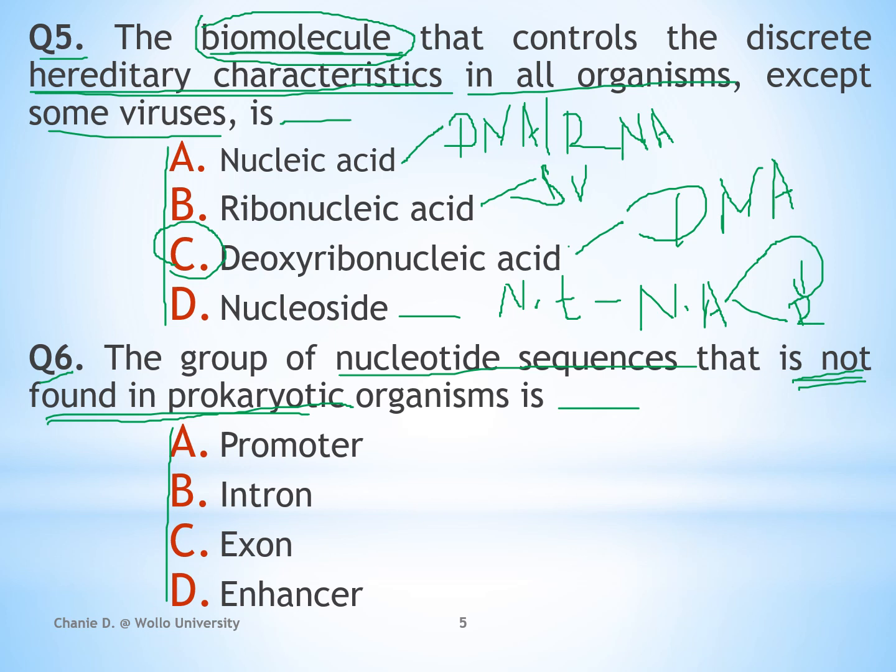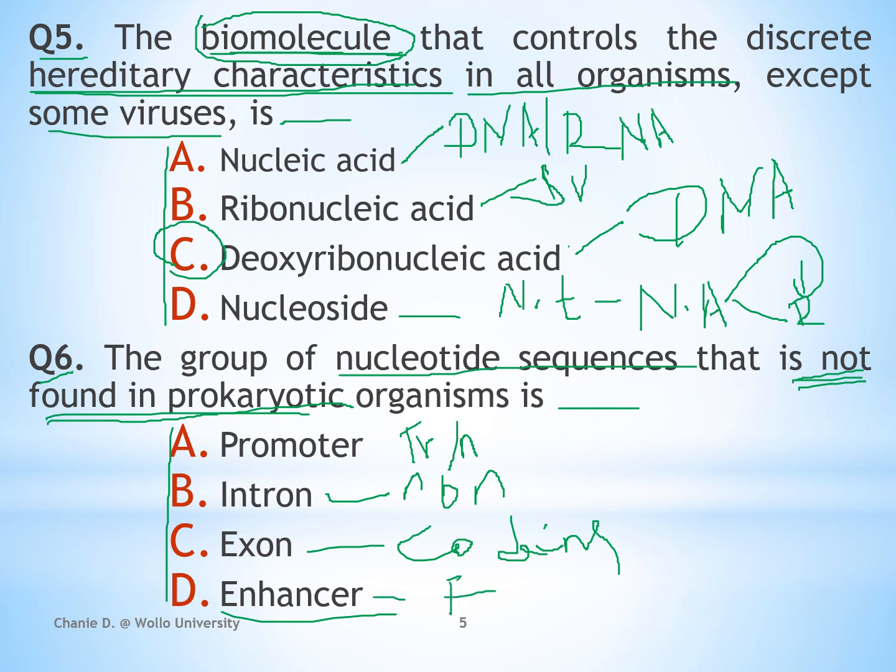A, promoter. This is a nucleotide sequence which initiates transcription. Transcription takes place in both prokaryotes and eukaryotes. Intron is a non-coding sequence of the genome. Exon is the coding sequence of the genome. Enhancer is also a nucleotide sequence which facilitates transcription.